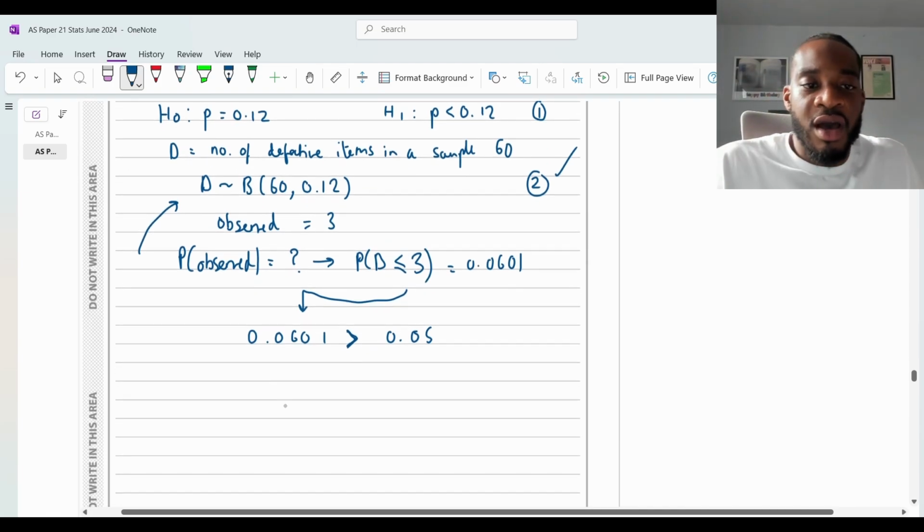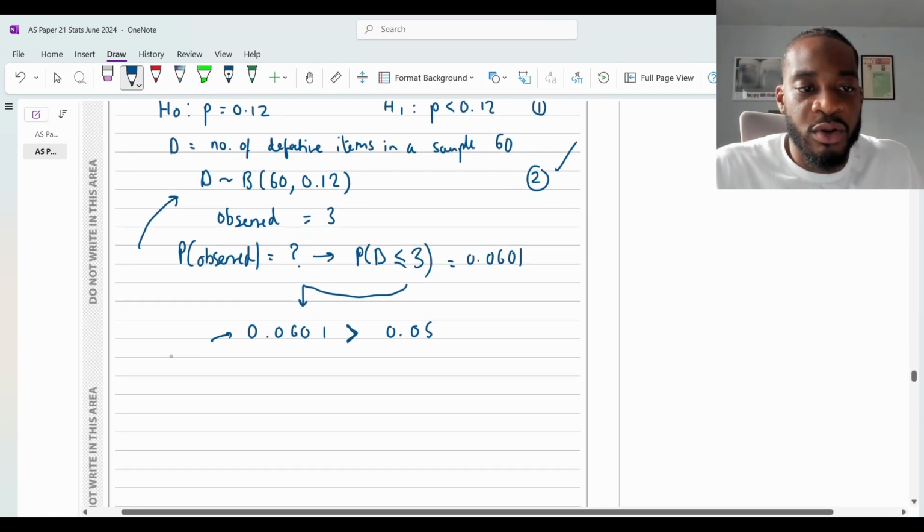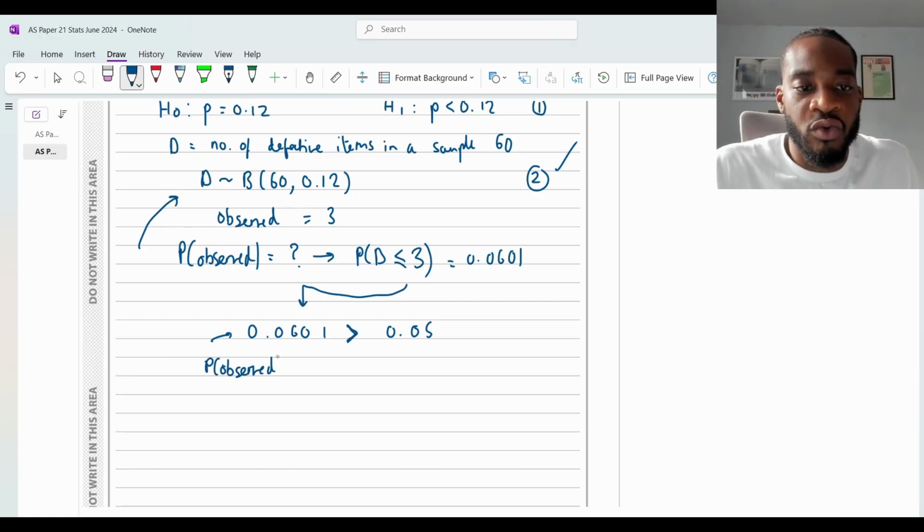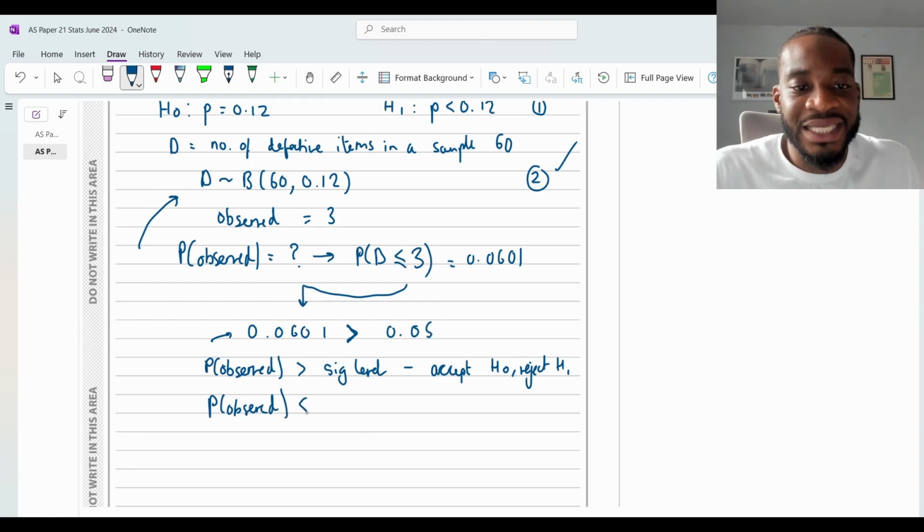Again, very, very simple. I'm going to call this the value. I'm going to call this the probability of observed. I'm just going to give you guys a quick rule. If this probability of observed is greater than your significance level, then you're going to accept the null hypothesis. You accept the null hypothesis, you reject H1. If the probability of your observed value is less than your significance level, then it just flips. You reject H0 and you accept H1.